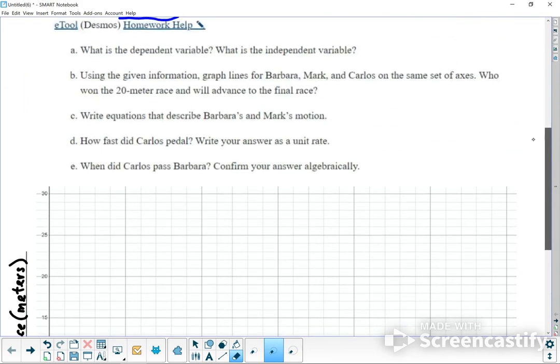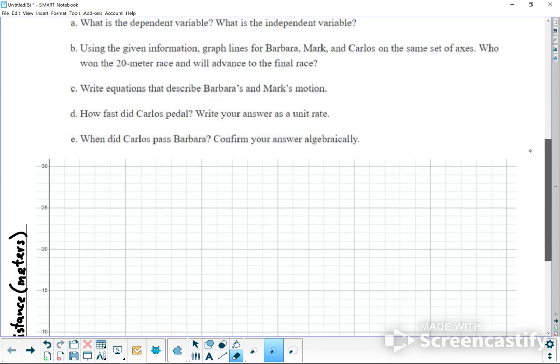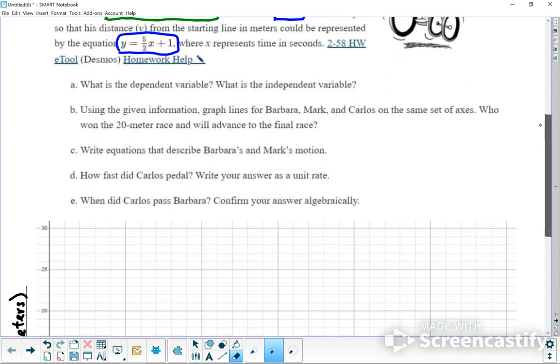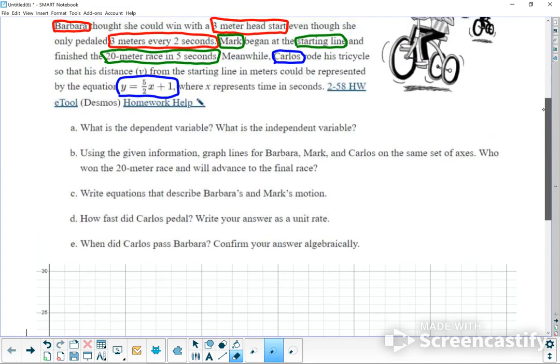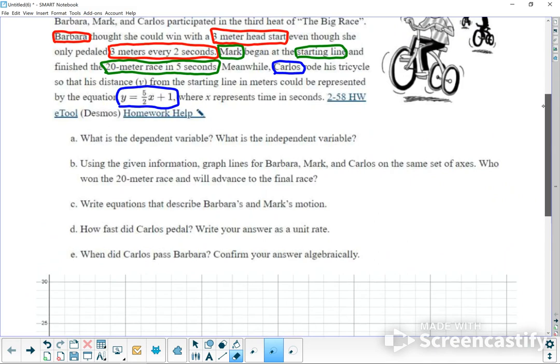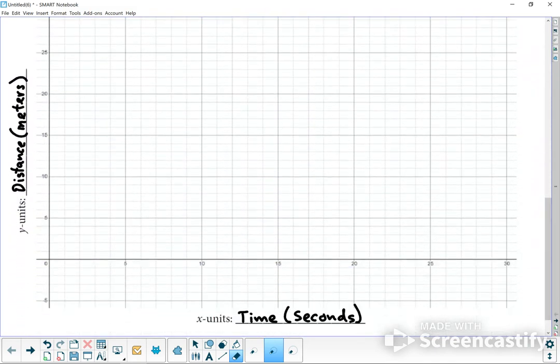Okay, so A, done. B, using the given information, graph the lines for Barbara, Mark, and Carlos on the same axis. Let's start with Barbara. She's in red, and she has a 3-meter head start, and she goes 3 meters every 2 seconds. So she has a 3-meter head start, so right here is 3, and she goes 3 meters, so 1, 2, 3, and over 2 every 2 seconds. Barbara basically does this over and over.